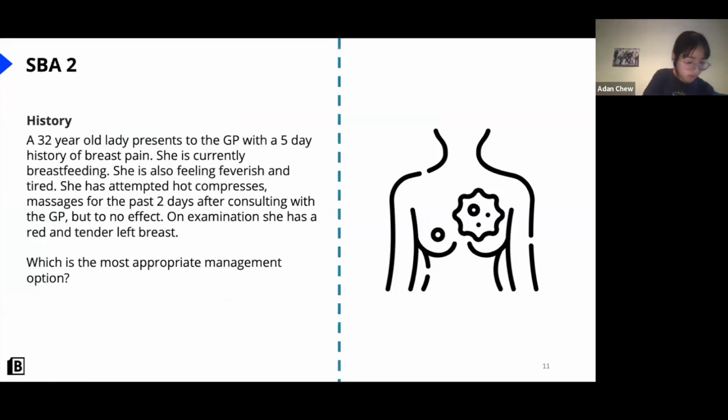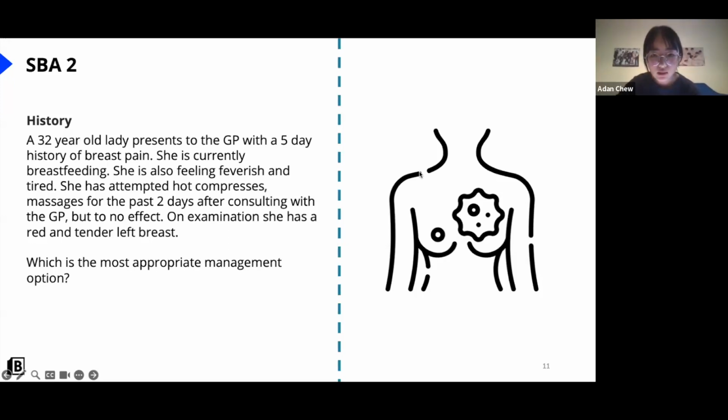The second question. The next question is about a 32-year-old lady presenting to the GP with a 5-day history of breast pain. She's currently breastfeeding. She's also feeling feverish and tired. She has attempted hot compresses and massages for the past 2 days after consulting with a GP before, but to no effect. On examination, she has a red and tender left breast. The question today is, which is the most appropriate management option?